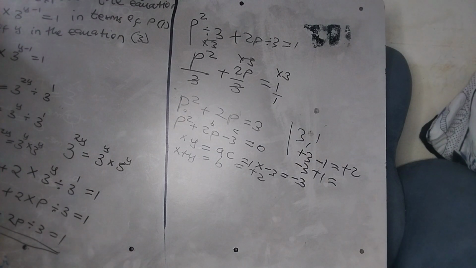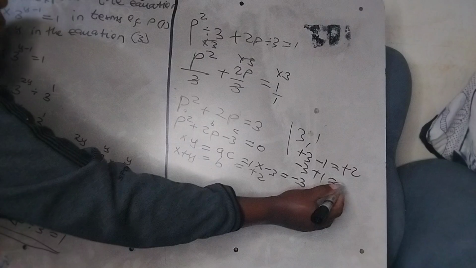Then what is minus 3 plus 1? Nina deni ya shilingi 3 na nalipa 1. Nabaki na deni ya 2.